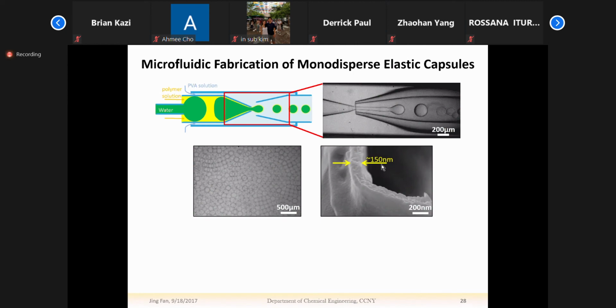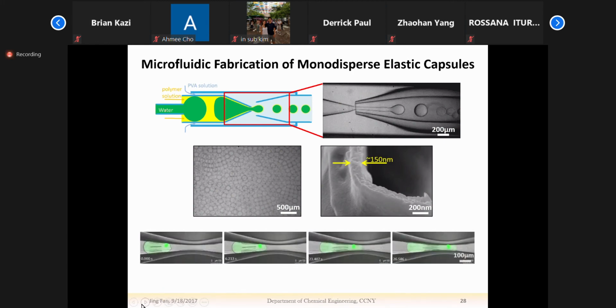We can control this thickness by controlling the flow rate of the different phases and also controlling the polymer concentration in the original middle phase. Also, in this case, we use a deformable polymer, like an elastic polymer. So the resultant capsules are very deformable as well.